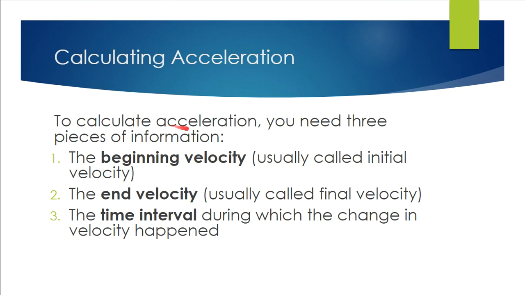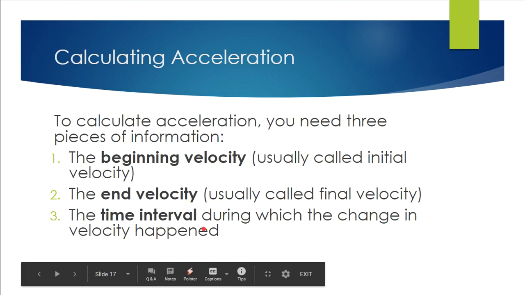To calculate acceleration, you need three pieces of information, just like before. The beginning velocity, usually called the initial, or velocity 1. The end velocity, usually called the final velocity, sometimes called velocity 2, and the time interval during which the change in time happened.